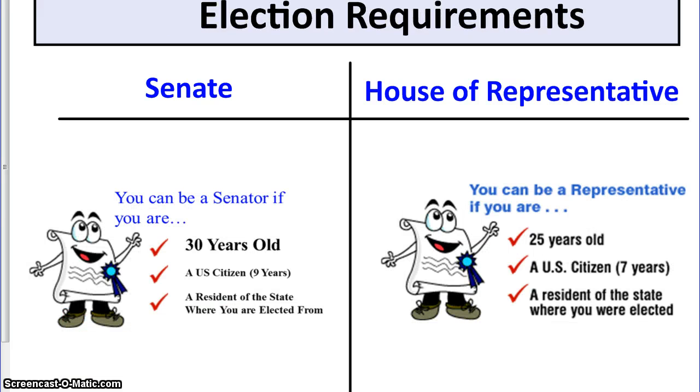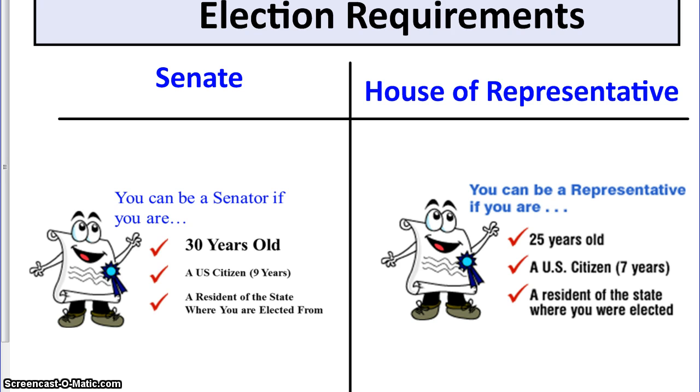But before you can serve, there are certain requirements you must meet, and they're a little different depending on which chamber of Congress we're talking about. So let's look at the Senate. In order to be a senator, you must be 30 years old. You must have been a U.S. citizen for 9 years. So you don't have to be natural born, but you do have to have passed the naturalization test to become a citizen. And you must live in the state that you wish to be elected from.